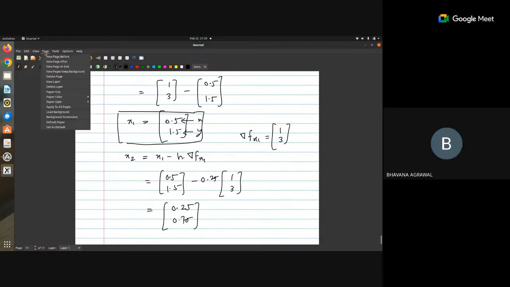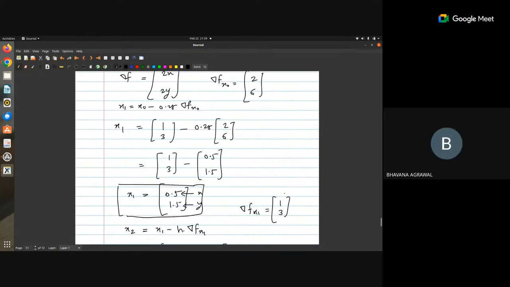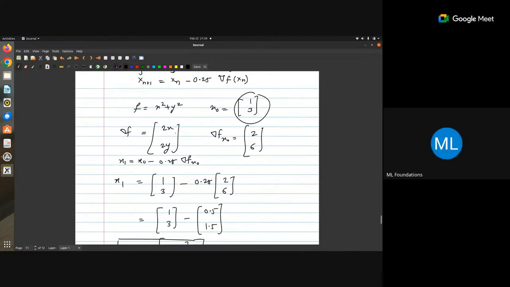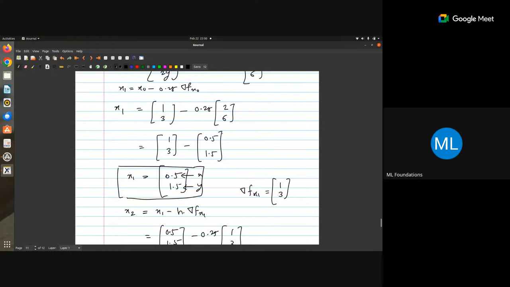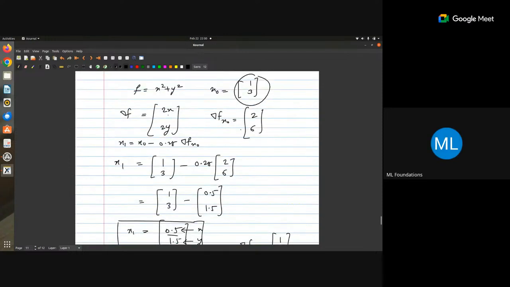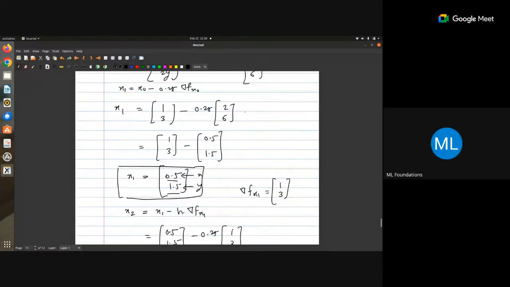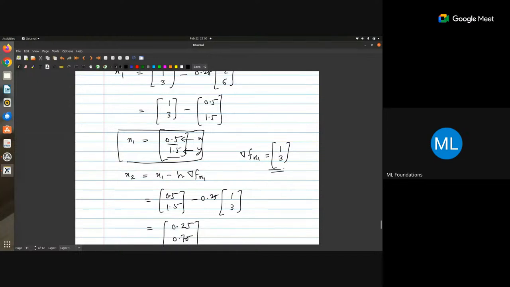So if you find del f, what was del f? Del f is (2x, 2y). Yes. So initially, to find del f at x0, we put the value of x0, (1, 3), into del f, right? So to find del f at x1, what do I have to do? Put the value of x1, right? What is x1? (0.5, 1.5), right? Yes, sir. So 2 into 0.5 is how much? 1. And 2 into 1.5 is 3. That's how I found del f at x1.